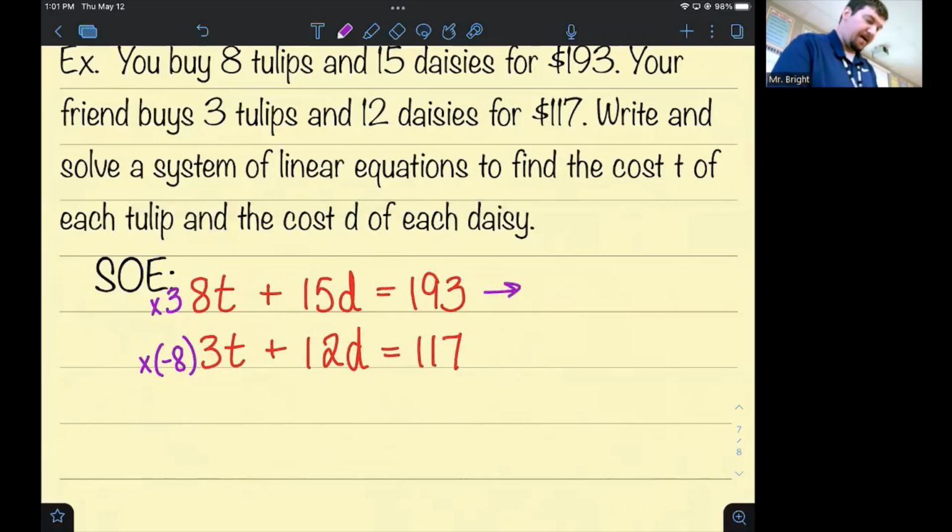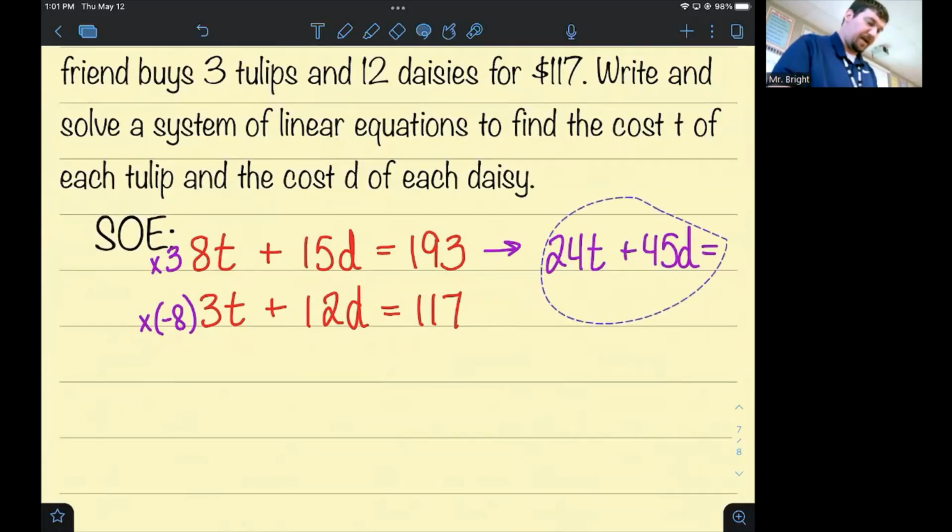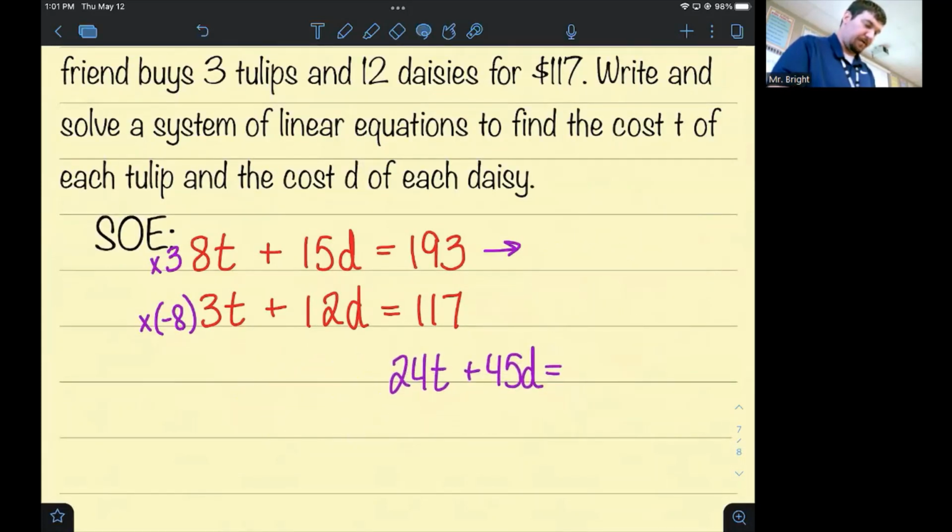On top, we'll now have 24T. Help me out. I know 15, but what about 193 times 3? Who's got that? Dawson? 576. You know, I'm just going to need more room. I thought I could squeeze it on that line, but I cannot. So I'll just write it over here. 576.